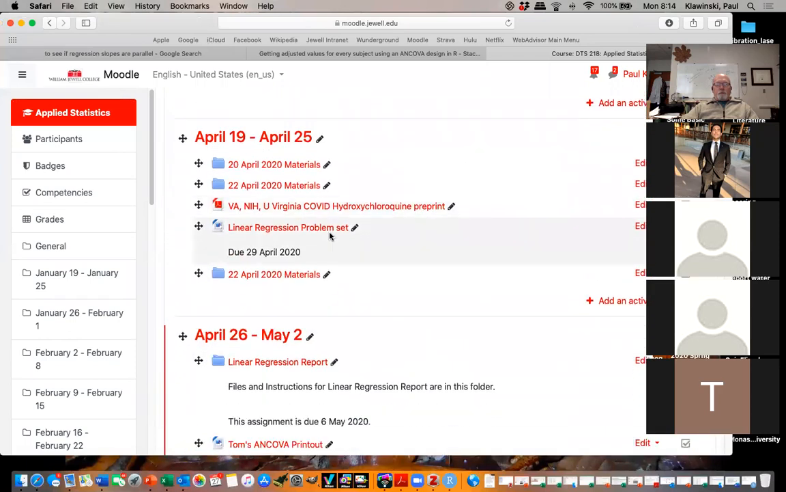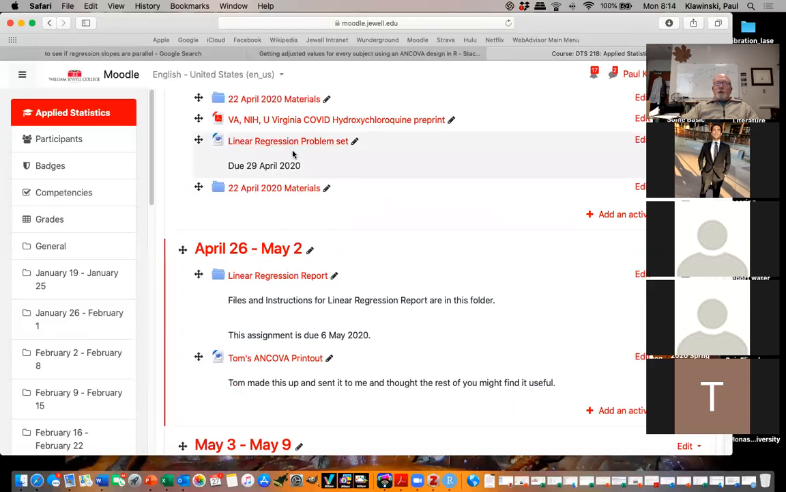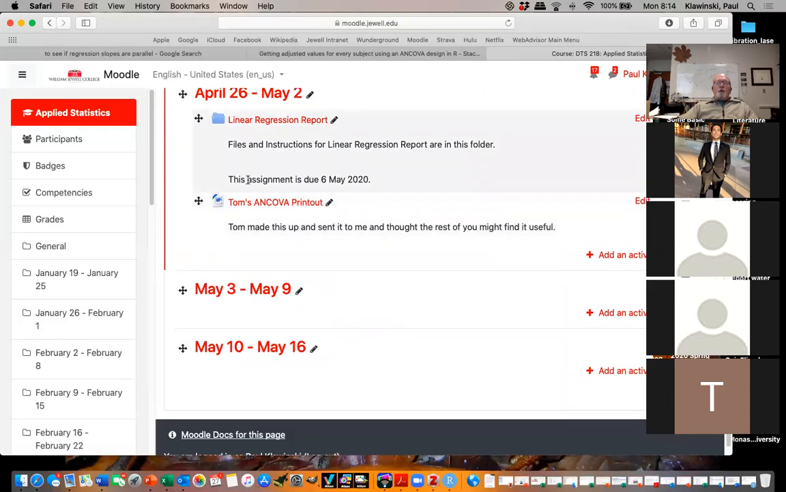Yes. So here's the linear regression problem set right there. It says due 29th of April, 2020. No, that's the problem set. The linear regression report assignment is due 6 May 2020. It's right there in the description. You can see it without even opening it up.